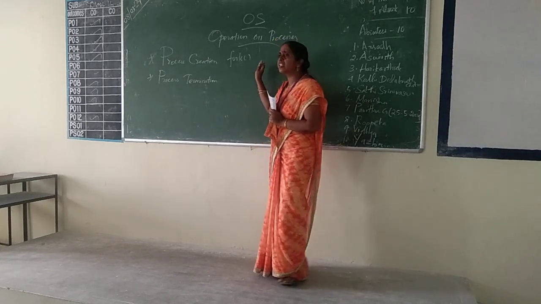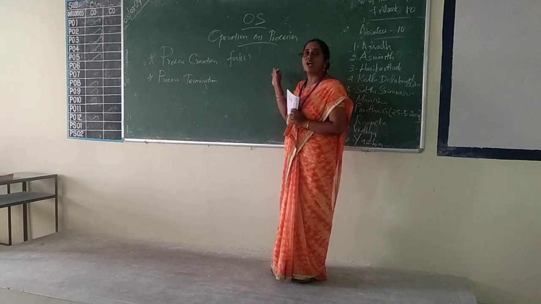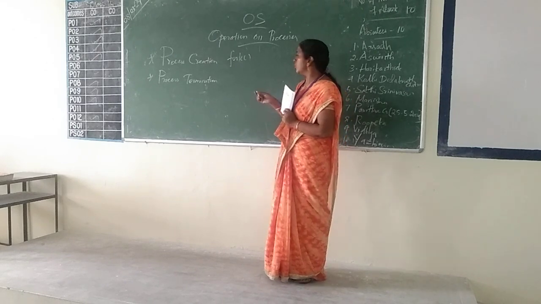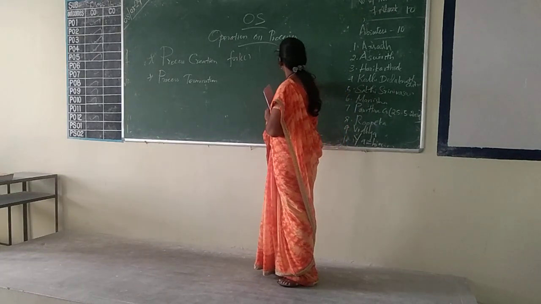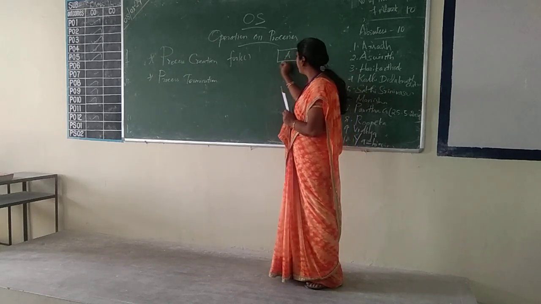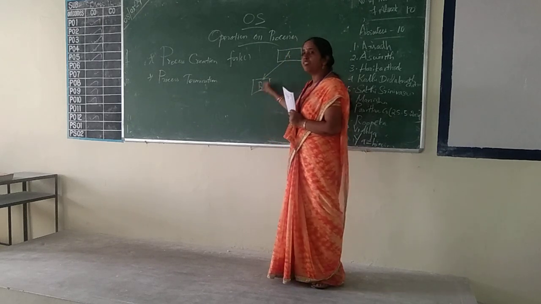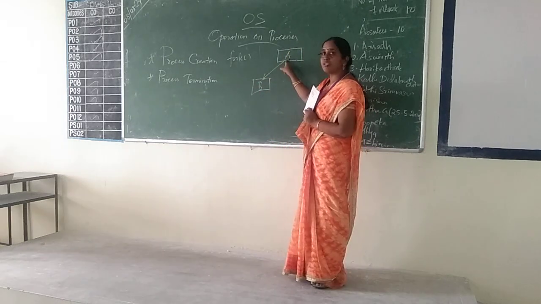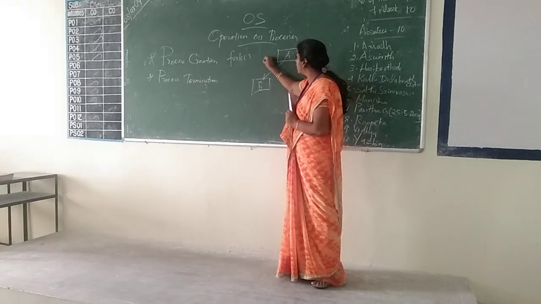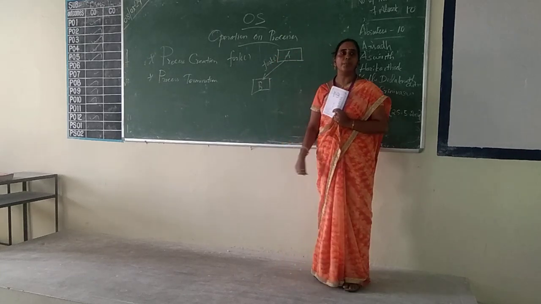The process which is creating another process is called the parent process. The new or created process is called the child process. So there are two processes: process A is creating another process B. Process B is called the child process and process A is called the parent process. So the parent process can create a child process using the fork system call.